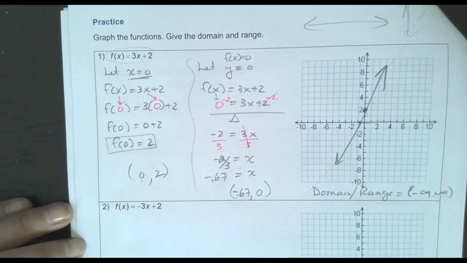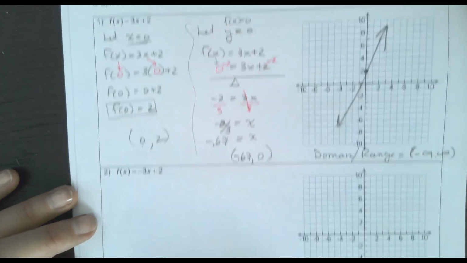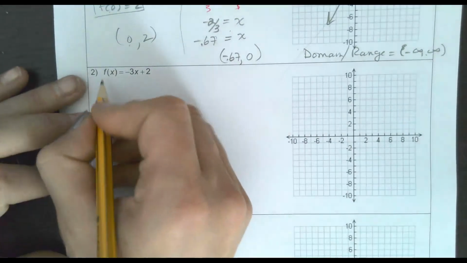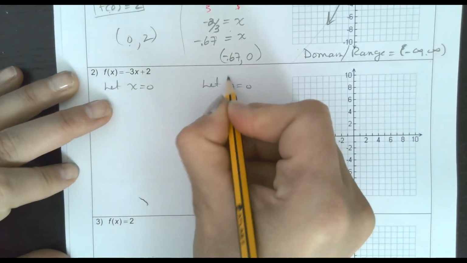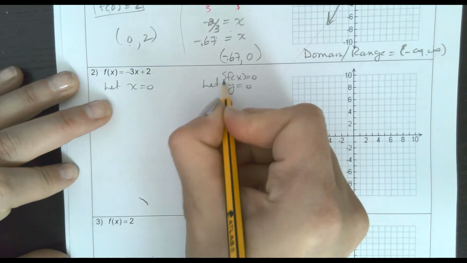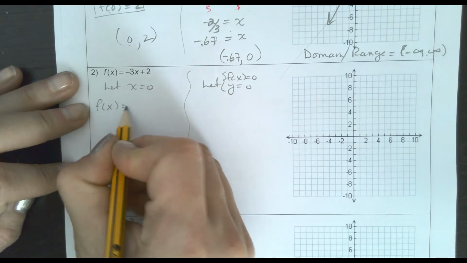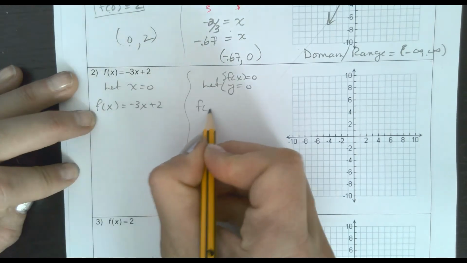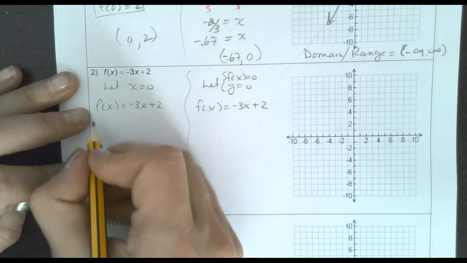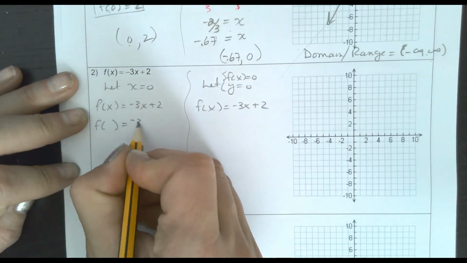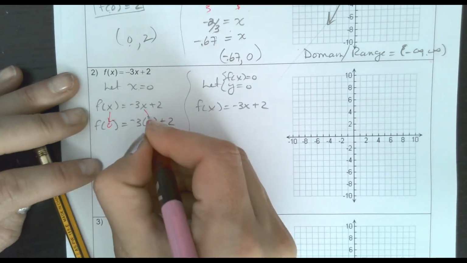Let's look at the next one. Graph the function and give the domain and range. So let x equal 0, let y equal 0, which is the same as f of x equals 0. Those are sort of the same thing. So we copy out the function. Now wherever the x is, we're going to put 0. We have to put a bracket. 0 goes where the x is.